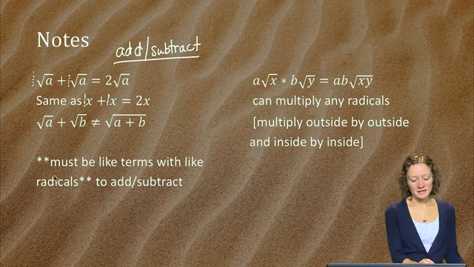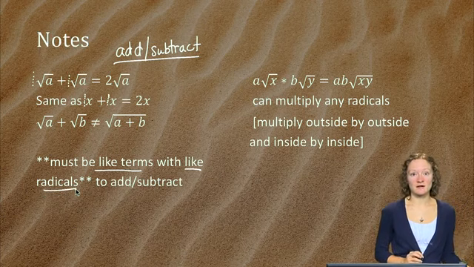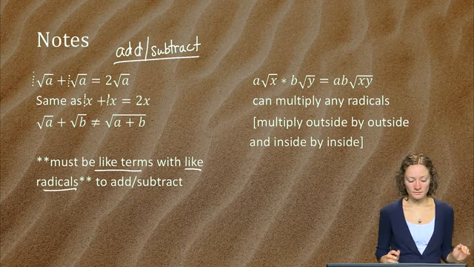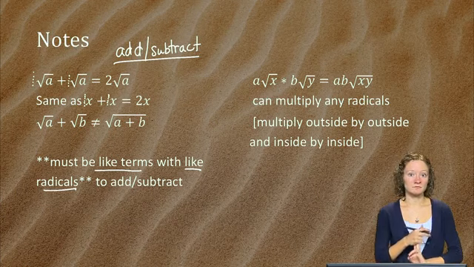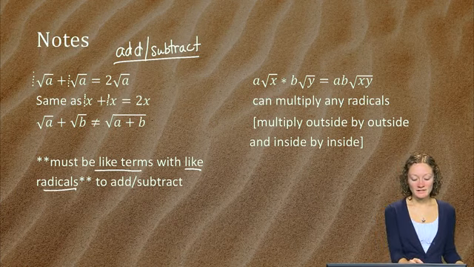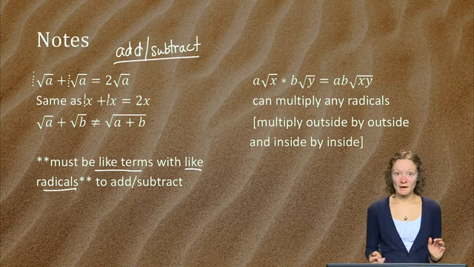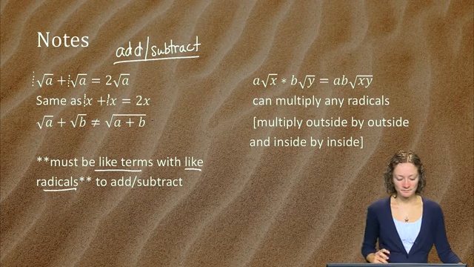And the big note is that these must be like terms with like radicals, meaning everything inside the radical is identical. Every number, every variable, identical. The stuff on the outside only needs to have like terms, meaning like variables. The coefficients can be different, and they'll combine just like they would any other like terms.